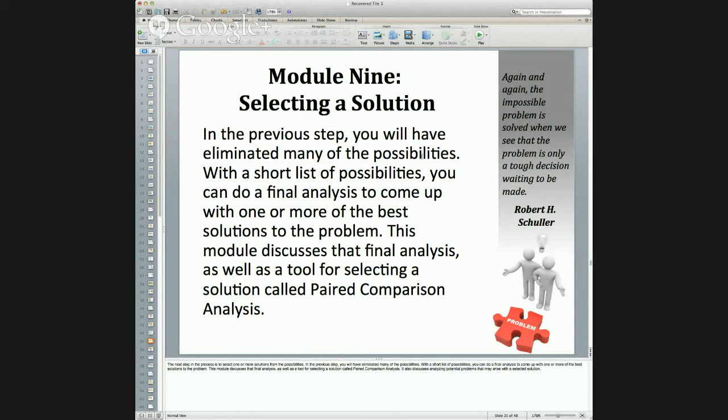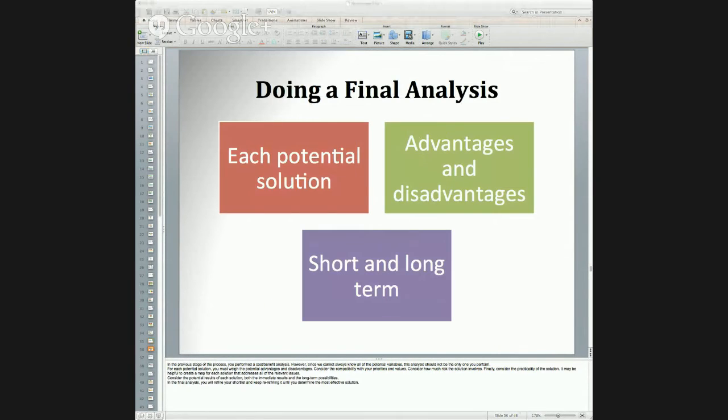Doing a final analysis. In the previous stage of the process, you performed a cost-benefit analysis. However, since we cannot always know all of the potential variables, this analysis should not be the only one you perform. For each potential solution, you must weigh the potential advantages and disadvantages. Consider the compatibility with your priorities and values. Consider how much risk the solution involves. Finally, consider the practicality of the solution.